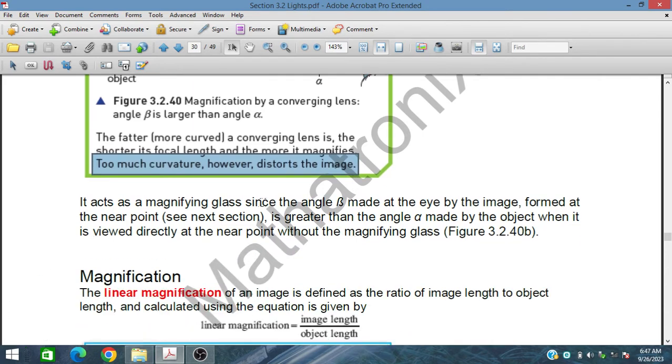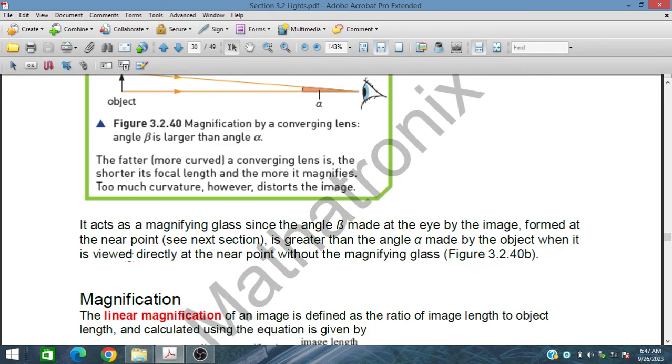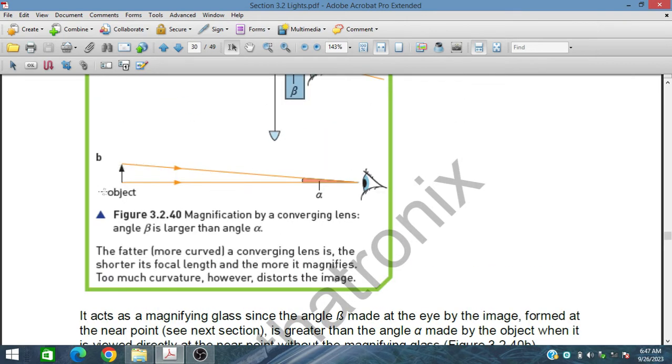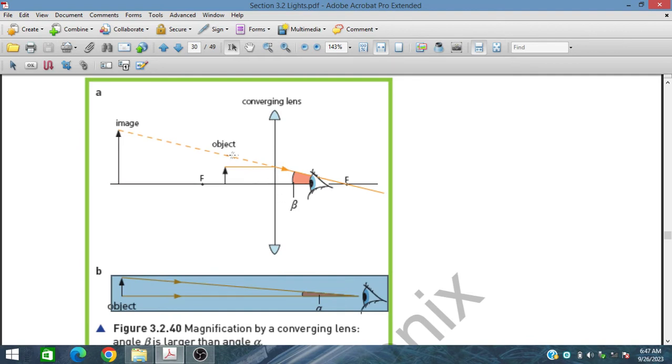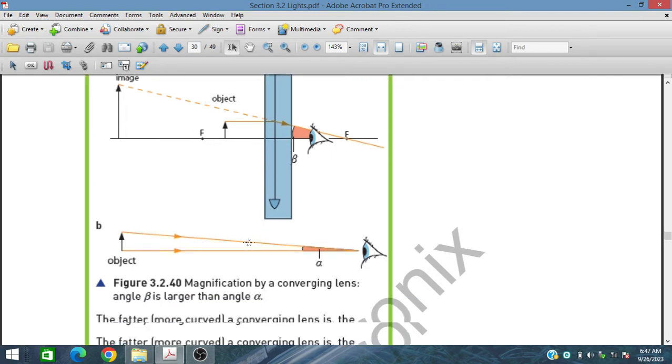So it acts as a magnifying glass, and the angle beta made at the eye by the image formed at the near point is greater than the angle alpha when the object is viewed directly at the near point without the magnifying glass. Without the magnifying glass, we are seeing the object directly with our eyes. Here the object is being seen through the lens and the image is formed here.